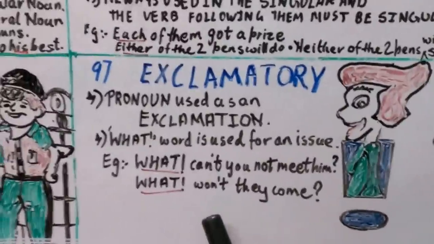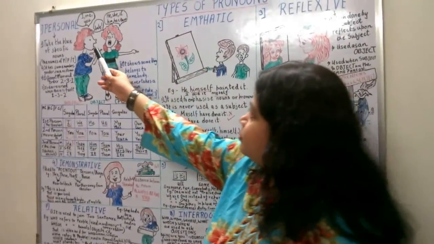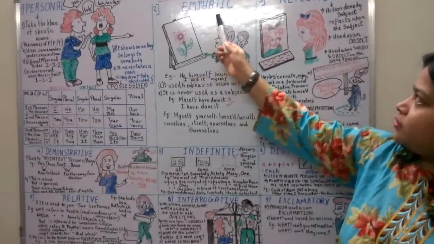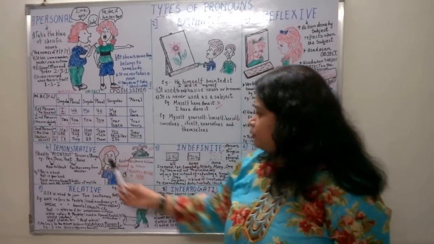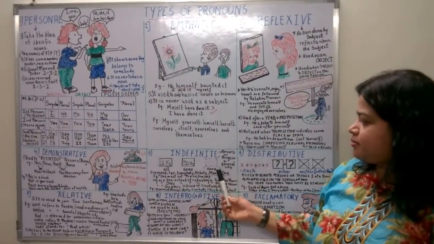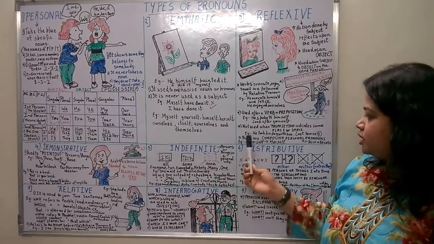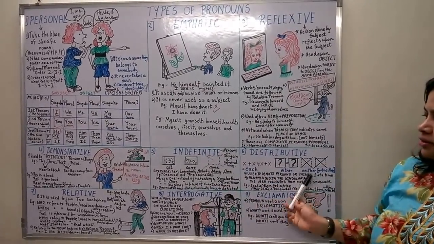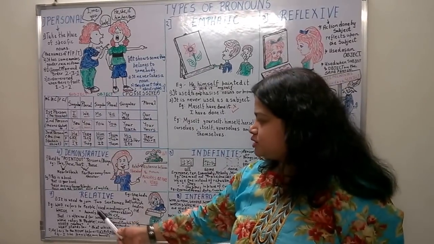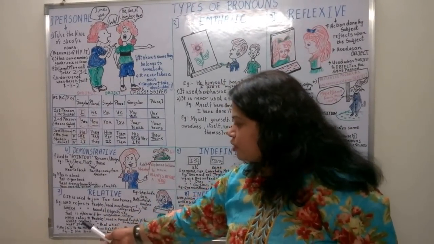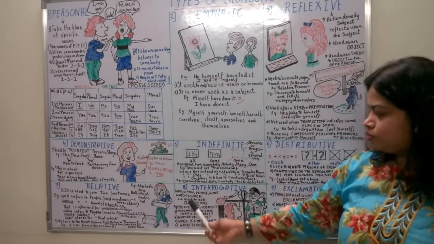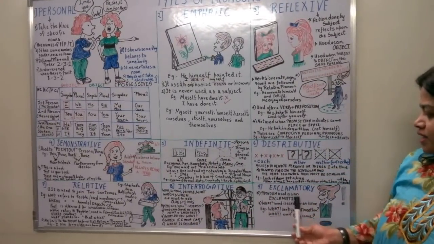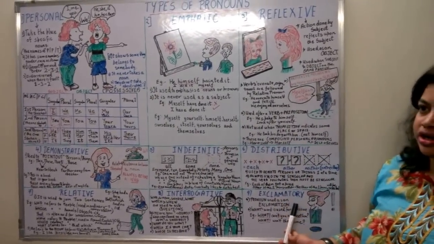So this is all about the 9 types of pronouns, that is the personal pronoun, emphatic pronoun, reflexive pronoun, demonstrative pronoun which means point out, indefinite, all, some, none, everyone, etc. Distributive means each, either, neither. Relative means to join two sentences: who, which, that, whom, whose, what. Interrogative, we ask questions: who, what, which, whose, when. And exclamatory, we use exclamation, we use the word what which is used for an issue.